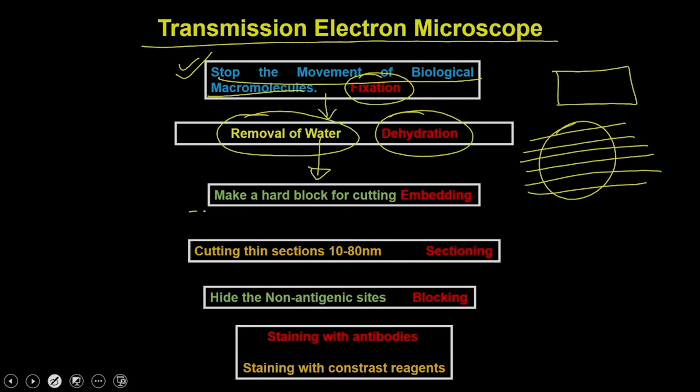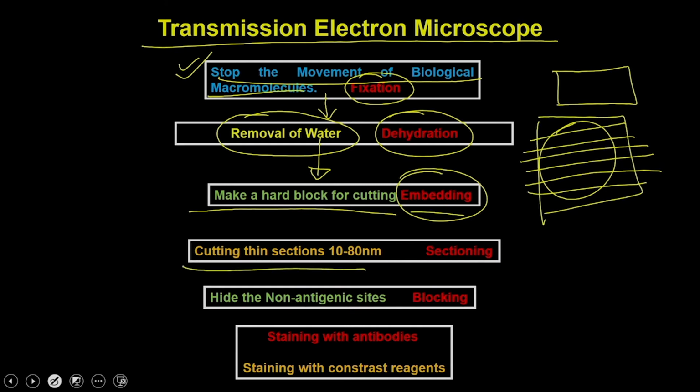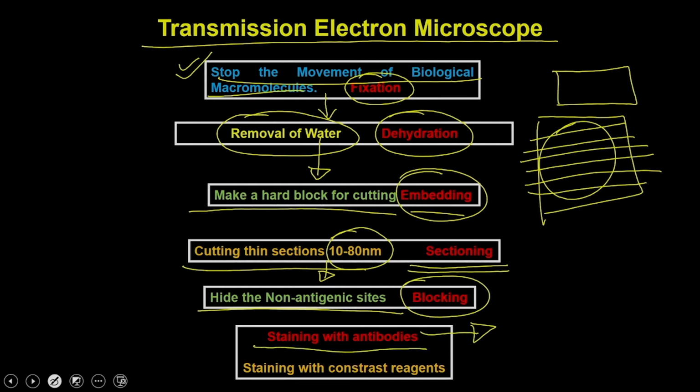For that, you have to make a hard block for cutting, and that is done with a process called embedding. Once you have embedded the sample into a block, you can cut sections of 10 to 80 nanometers. Once you are done with the sectioning, the next step is to hide the non-antigenic sites, which means you do a blocking step, and then you stain with the primary as well as the secondary antibodies.